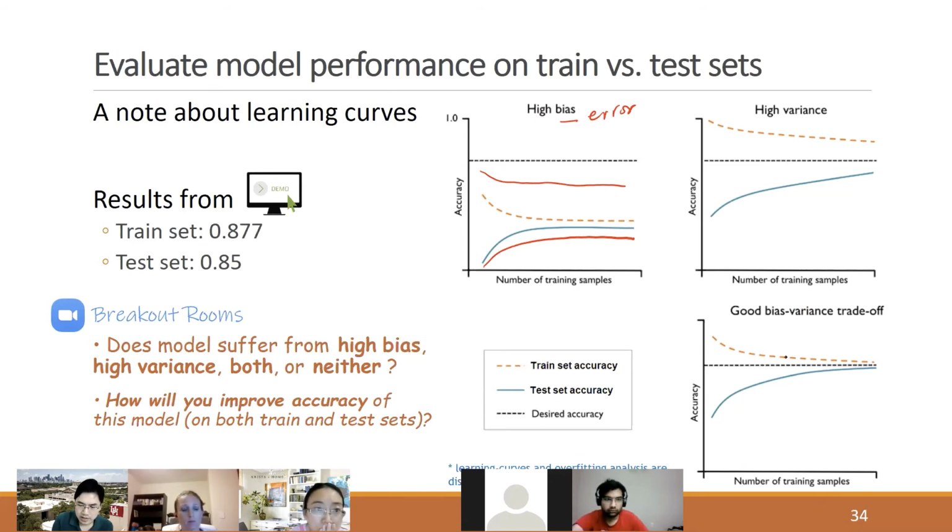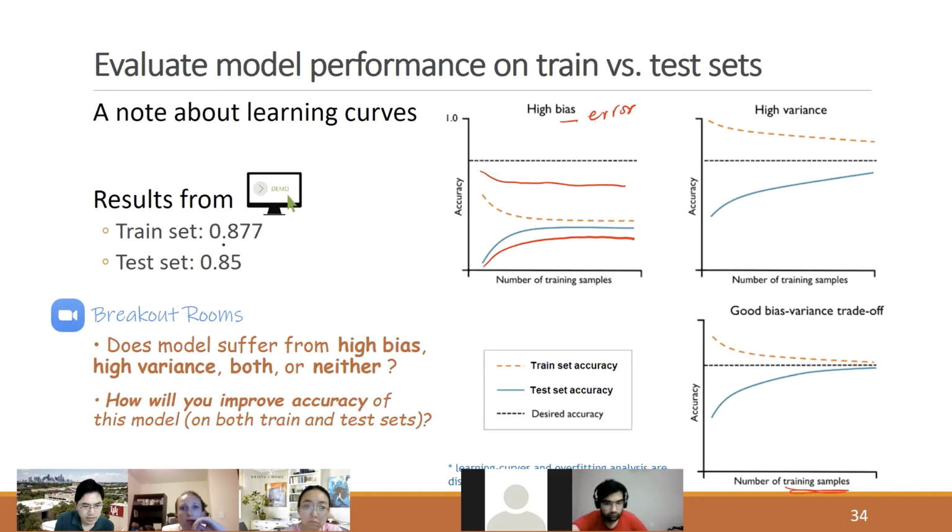So the third scenario is really you have low bias and low variance, and the two have a good balance with each other when you have enough data sets. This is the size of the data set. When you have a large enough data set to support the training of the model, the performance of the model on the training and test set converge, and they converge at an ideal level of accuracy.